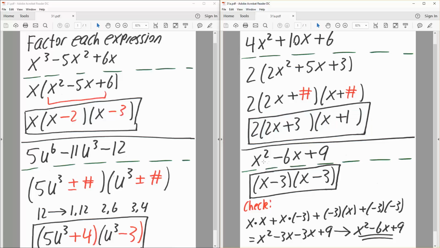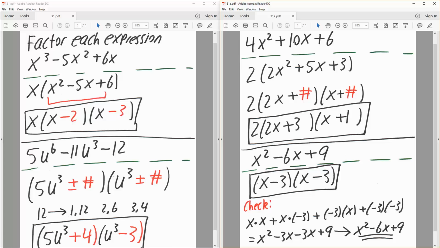Last one, x squared minus 6x plus 9. First, we think, how can we get x squared? That's easy. X times x. Next, how can we get 9? We can get 9 by 1 times 9, negative 1 times negative 9, 3 times 3, negative 3 times negative 3, and since in the middle we have a negative 6x, we will choose negative 3, negative 3.